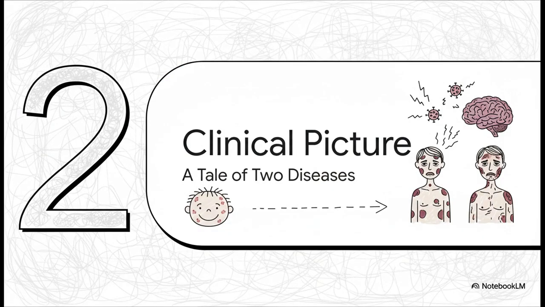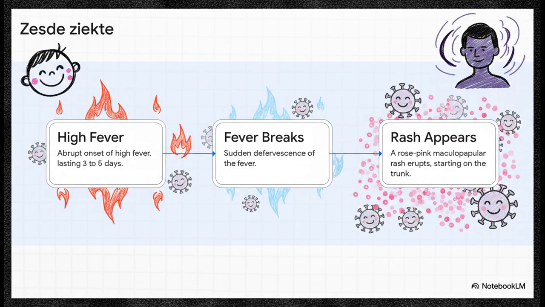All right, so we know what it looks like. Now let's talk about what it does. This is where things get really interesting, where we see that split personality in action. Okay, so for the vast majority of people, your first meeting with human herpes virus 6B happens when you're a little kid. You get what we call exanthem subitum, or as it's famously known in the Netherlands, Zesde Ziekte, the sixth disease. The playbook is always the same, right?